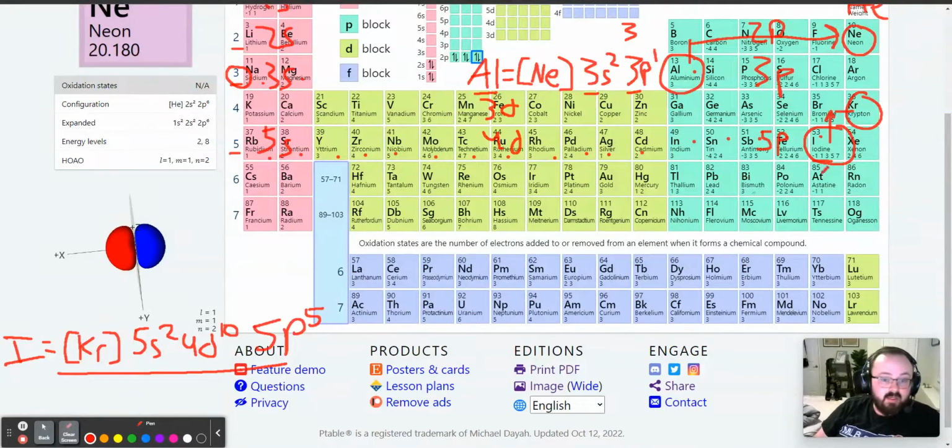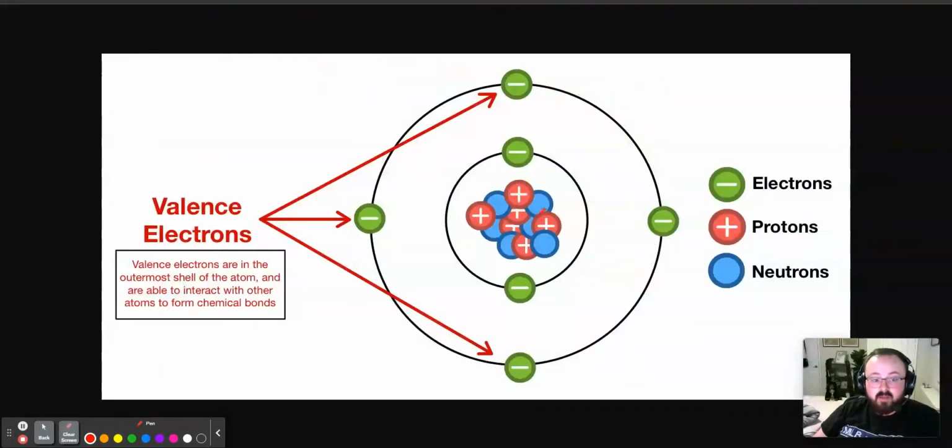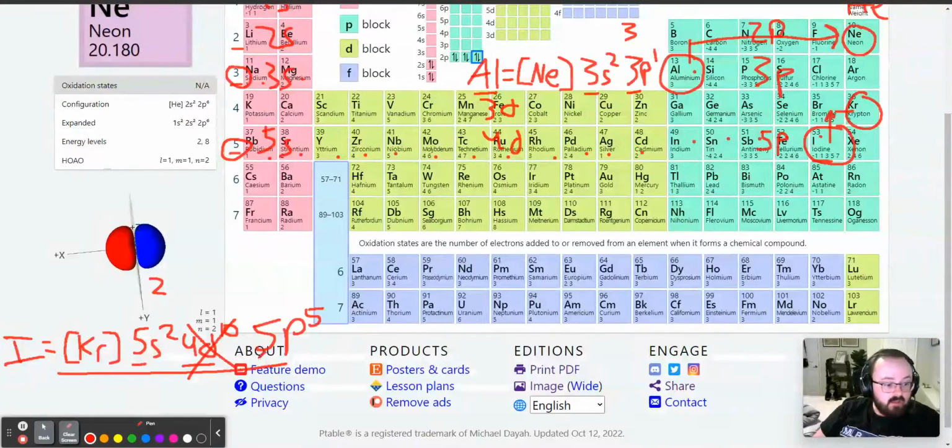However, if we go down to iodine here, iodine is in period 5. So period 5 means 5s2. We count those as 2. 4d10, we do not count for our valence electrons. If we want to go back to that shell theory, they would be in the 4th ring, not the 5th ring. But I wanted to get through electron configurations in the 3-dimensional model. It's more accurate, so that's why this model does not work as well. 5p5 does count. We have 2 plus 5, and we have 7 valence electrons.